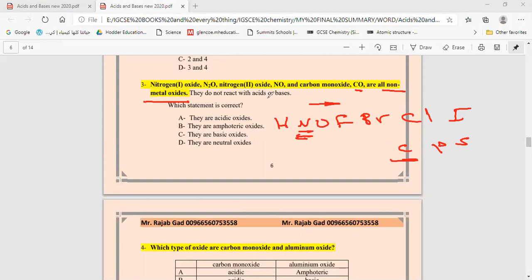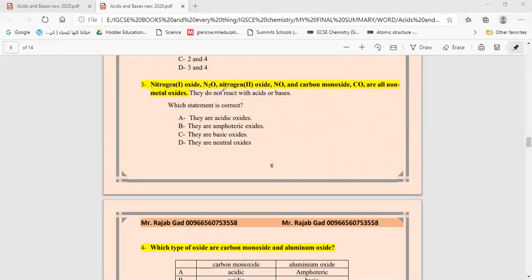He said that they are what? They do not react with acid and base. We said that anything that doesn't react with acid or base is a neutral one. So are they acidic? No, because acidic oxides react with bases. He said they do not react with base, so this one is incorrect. They are amphoteric? Amphoteric is the opposite of this one. If we remove "not", they react with acid and bases, so this one is incorrect. They are basic? No, because basic oxides react with acid. And finally, they are neutral oxides. So this group represents neutral oxides.